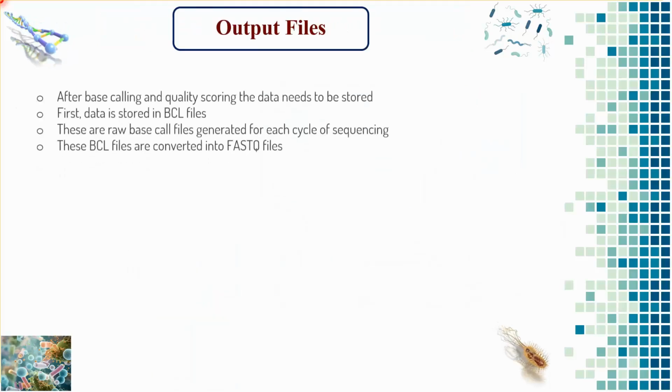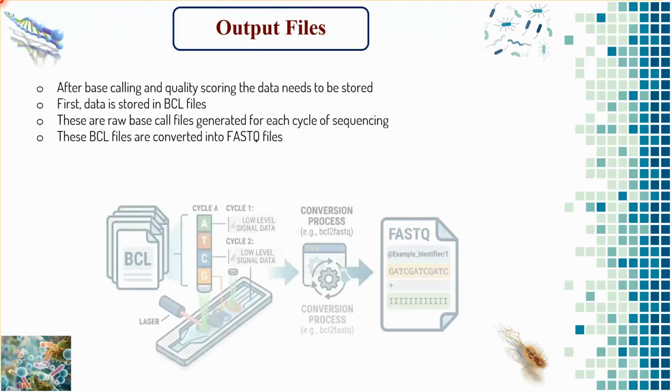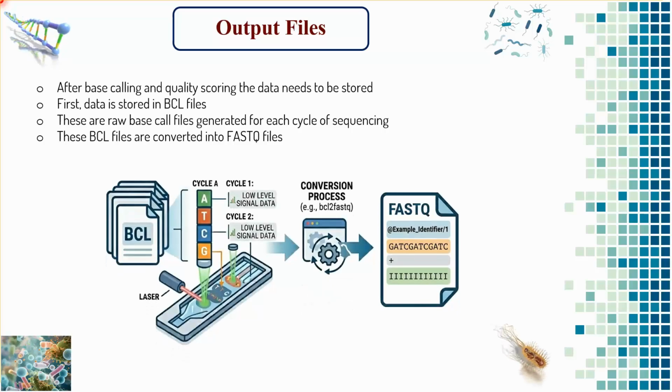Now let's move to the final step, output files. After base calling and quality scoring, the data needs to be stored. First, data is stored in BCL files. These are raw base call files generated for each cycle of sequencing. Then these BCL files are converted into FASTQ files as we have discussed previously. FASTQ is the most commonly used format for downstream bioinformatics analysis. What does a FASTQ file contain? It contains the DNA sequence and the corresponding quality scores.